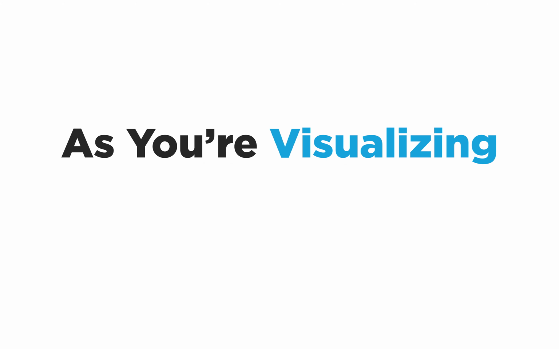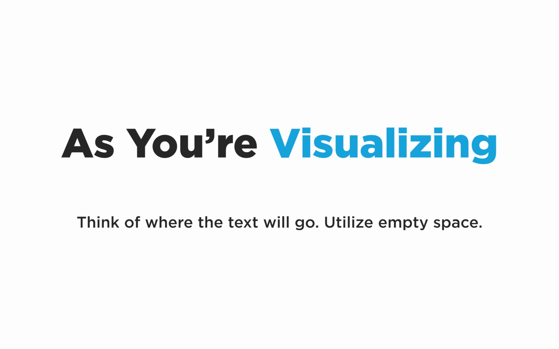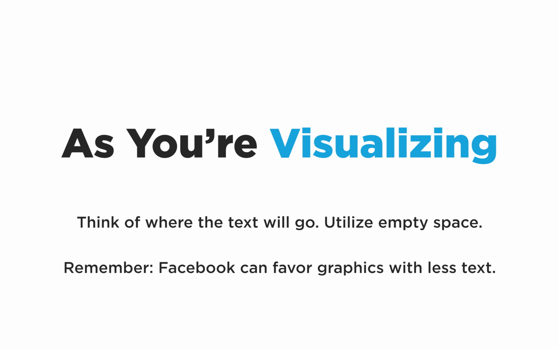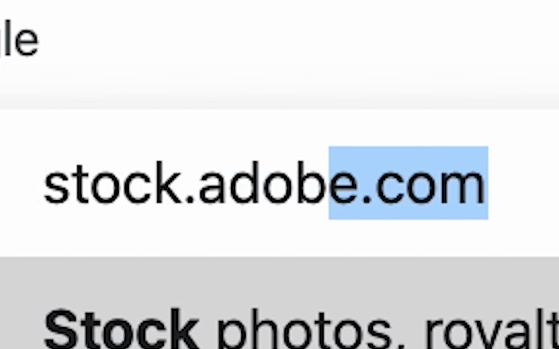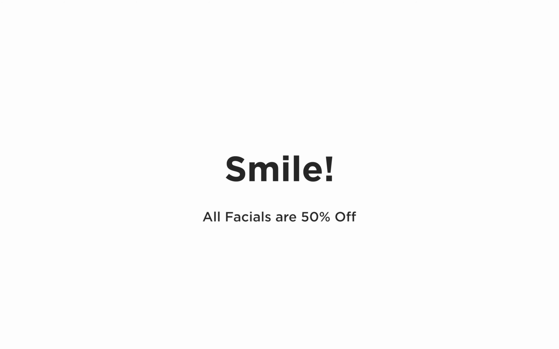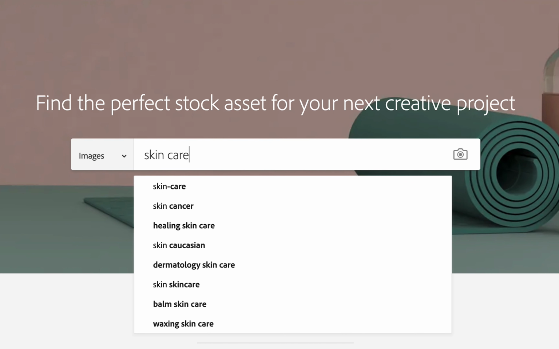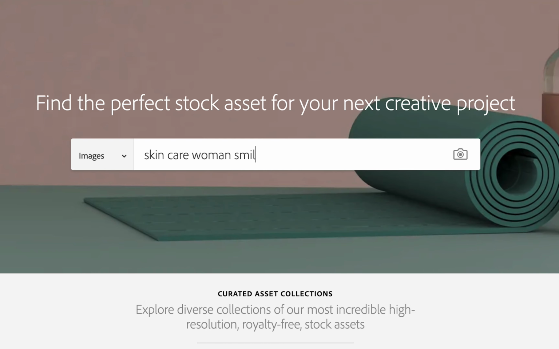As you're visualizing, think of where the text will go on your image and utilize the empty space accordingly. Keep in mind that Facebook can favor graphics with less text, especially for ads. So we'll go to stock.adobe.com and search for images related to our prompt, which is smile. All facials are 50% off. So I'll search some keywords relating to our topic, and there we go.